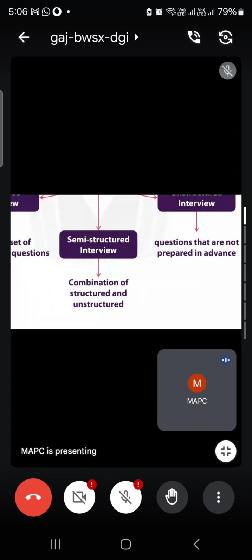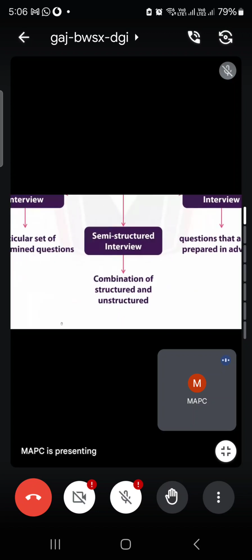And then we have the semi-structured interview. Semi-structured is a combination of the structured as well as unstructured. So in a semi-structured interview, certain questions are ready with me and certain questions are formed based on how the conversation goes on. That's a semi-structured interview.